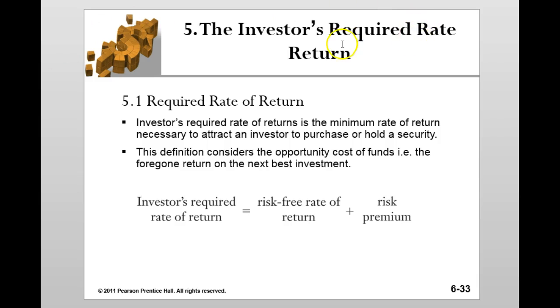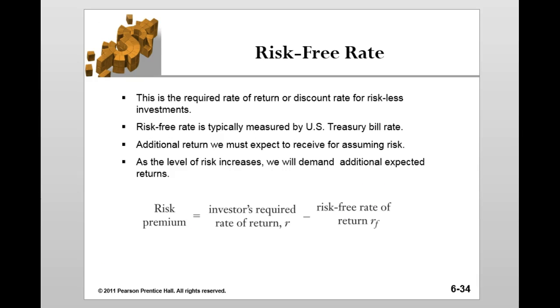And then we look at the investor's required rate of return, and that literally is the risk-free rate, which is going to be a T-bill, plus the risk premium. Be that the beta times the stock price, or some other risk premium that has been determined by the investor. So risk premium equals the investor's required rate of return minus the risk-free rate of return.